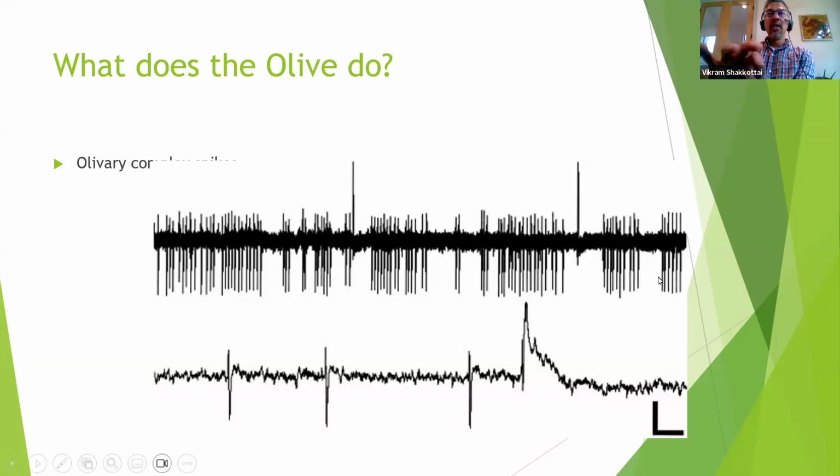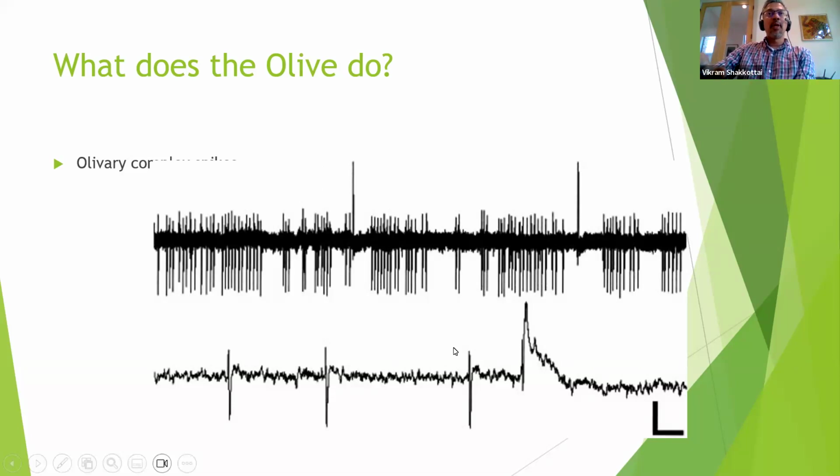And you can see two kinds of spikes that stand out on the top trace, that stick up over the little spikes that are in the background. And these bigger spikes are called complex spikes, as opposed to the other spikes, which are called simple spikes. And the complex spikes are generated by the inferior olive. So this is the most important thing from a neuronal circuit standpoint that the inferior olive does. It generates these complex spikes.